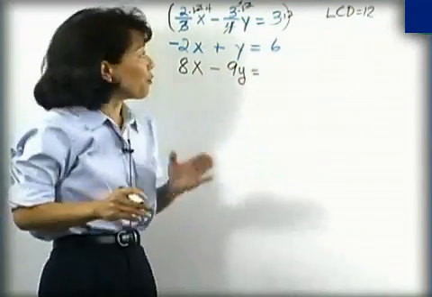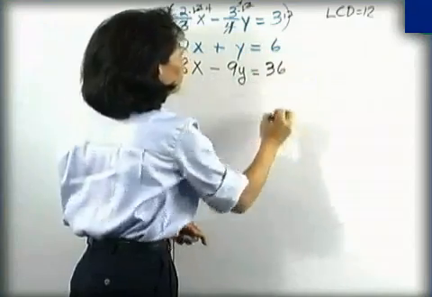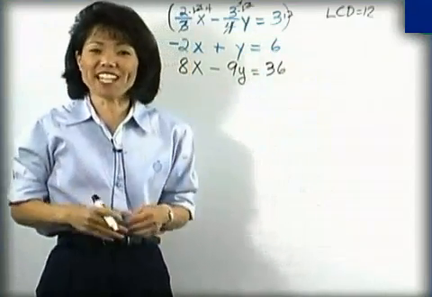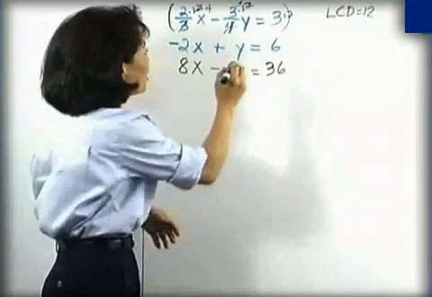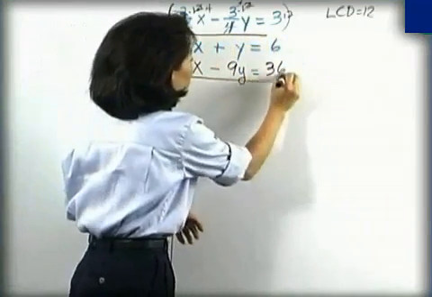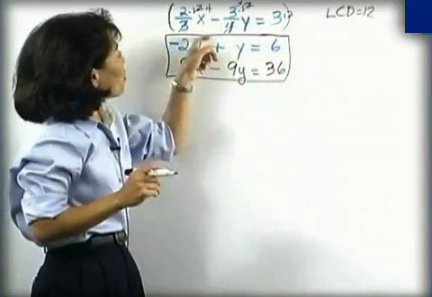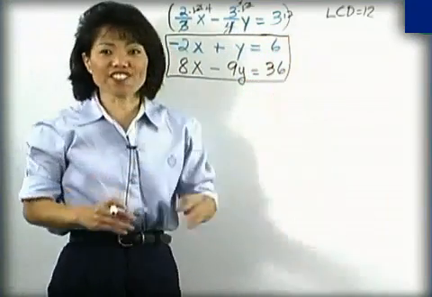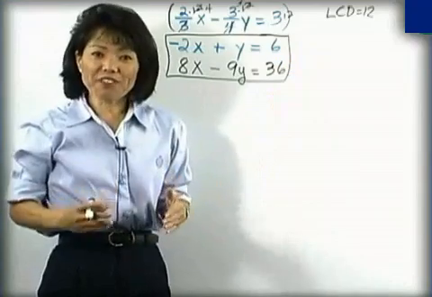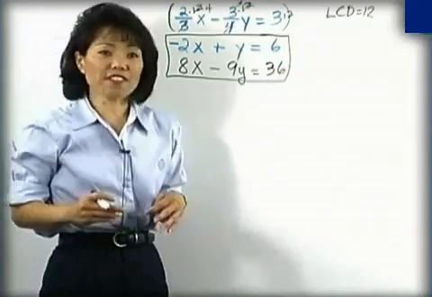And finally, on the right-hand side, I have 3 times 12, or 36. Very good. Now that we've gotten rid of our fractions, we're really faced with solving this system of equations. Now remember, this bottom equation was the first one with the fractions cleared out. Now that we've done that, we're going to return to our addition method of solving the system.